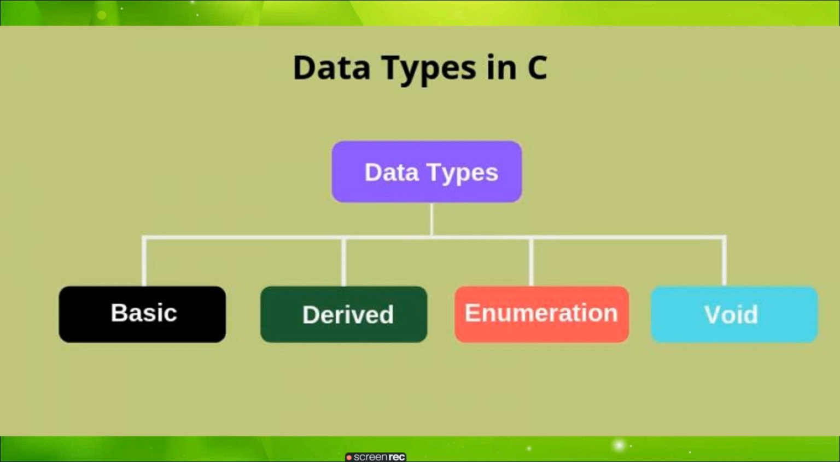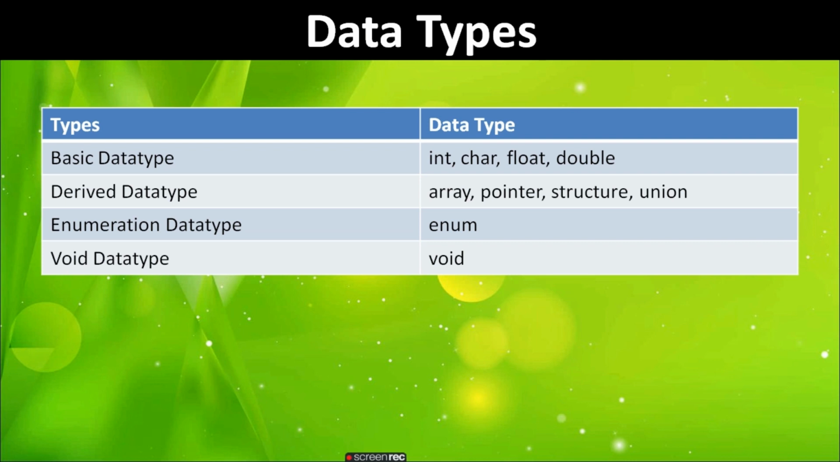Coming to the data types in C, we have 4 data types in C: basic data types, derived data types, enumeration, and void data type. The basic data types are integer, character, float, and double, whereas derived data types are array, pointer, structure, and union. Enum is the enumeration data type, whereas void is the void data type in the C programming language.